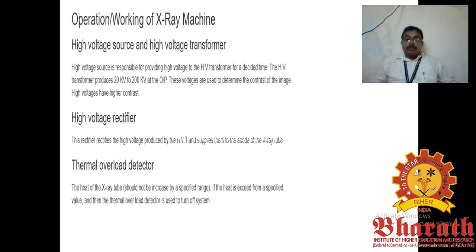Then you will have a thermal overload detector. As we have seen earlier, you will be having an X-ray tube. In the X-ray tube, you will be having anode and cathode, right. In between the anode and cathode, you have seen a heater element also, right. So, if more heat is going to be produced, then you should have a thermal overload detector, right. If it exceeds the specified value, then the thermal overload detector is used to turn off the system.